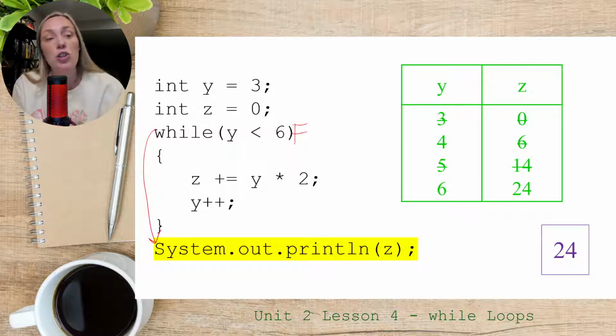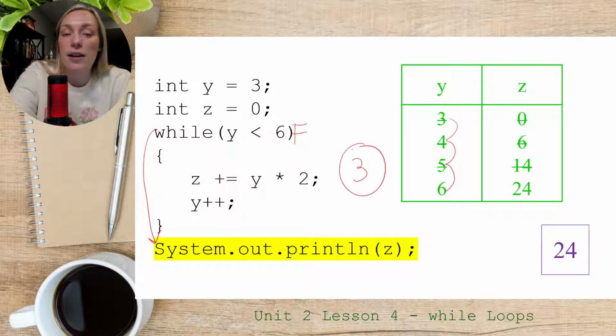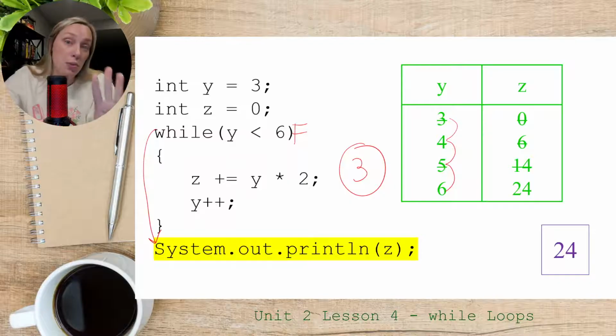Okay. So how many times did that loop run? That loop ran 1, 2, 3 times. We say we iterated through that loop 3 times before the condition became false.